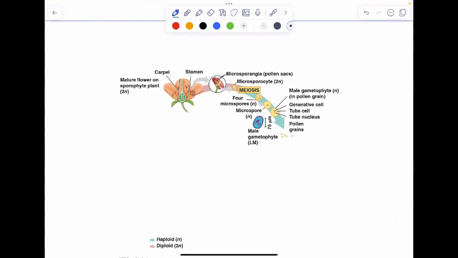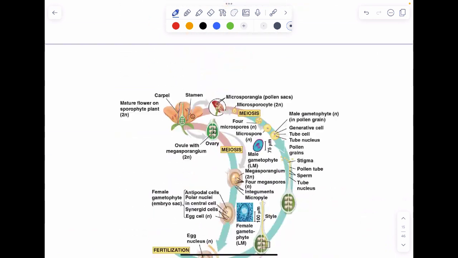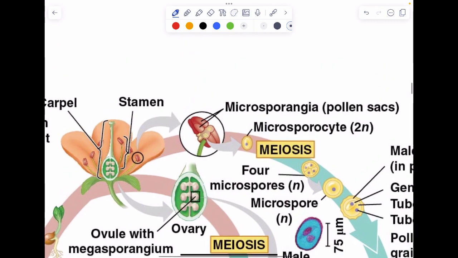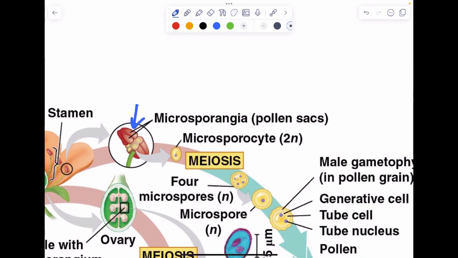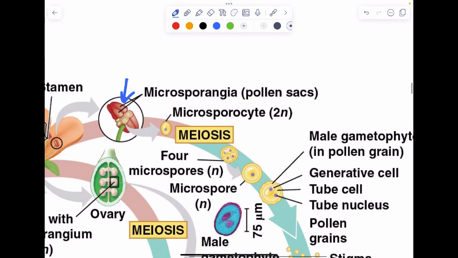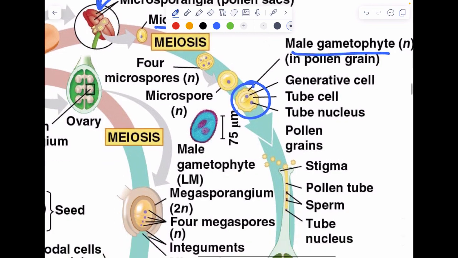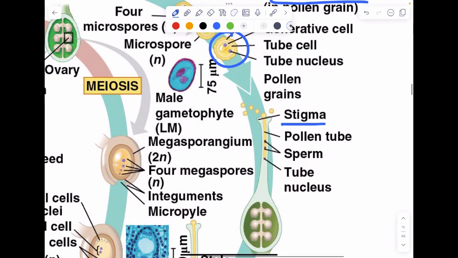So if we look through all these pictures, which I have through here, what we can see is within the anther will contain what we call the microsporocyte, or the cells that are eventually going to make the sperm or the male gametophyte. So this structure here is the male gametophyte. It's made exclusively of haploid tissue. It's going to land on the stigma, and if it's allowed to pollinate, it will form a pollen tube, which is then going to grow down into where the ovules are.